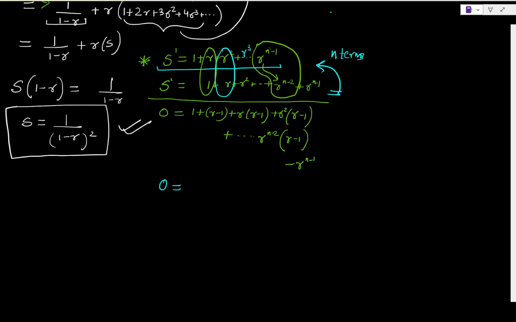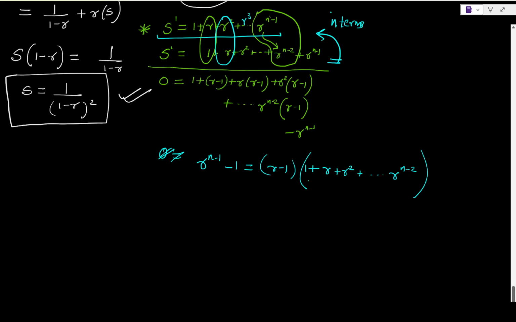So 0 equals to, what can we do? We can bring r to the power n minus 1 to the left side and 1 to the left side as well. So r to the power n minus 1 minus 1 is the same as r minus 1, you take common. What we will be left with is 1 plus r square, and so on and so forth, till r to the power n minus 2. This is what you are left with. Okay. Now, this pattern again should look familiar.